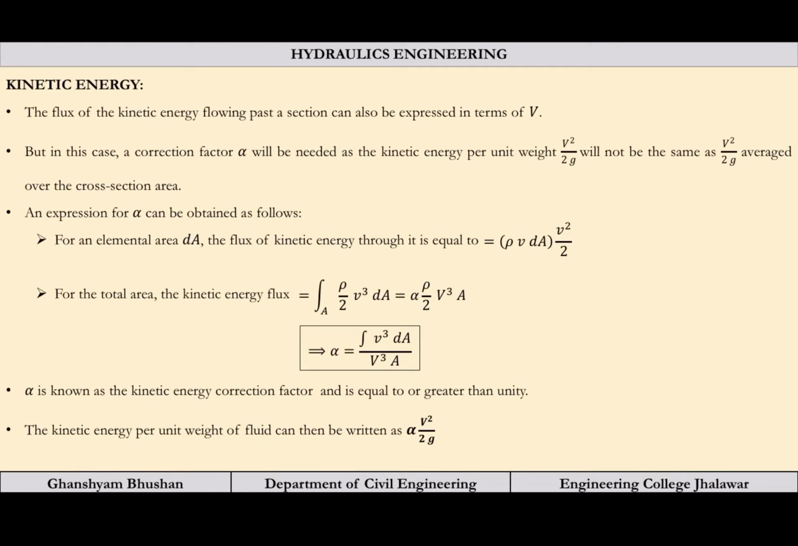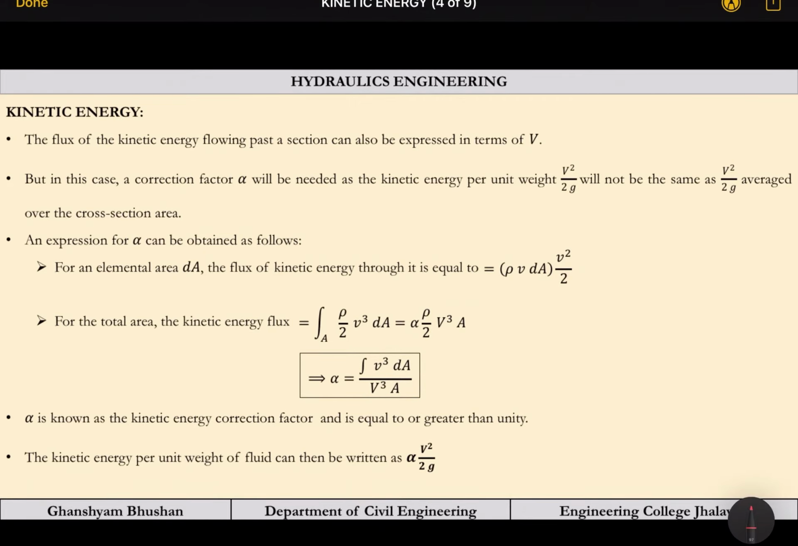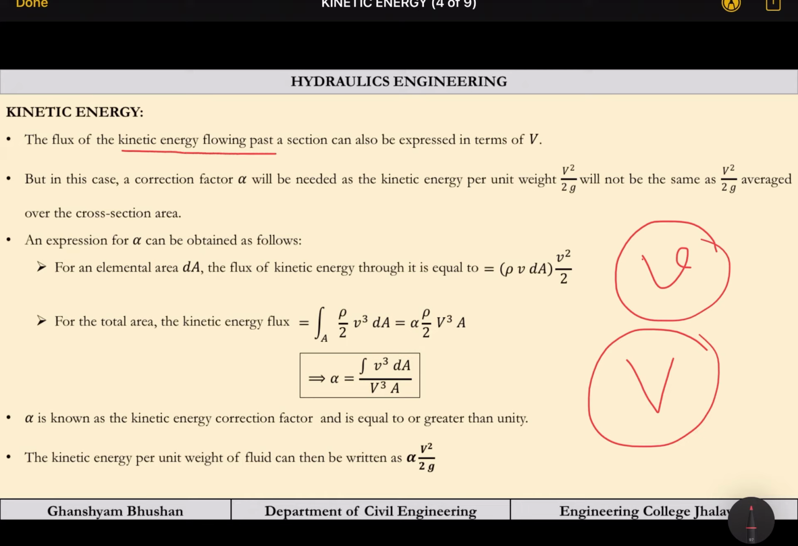So the flux of kinetic energy flowing past a section can also be expressed in terms of V. Actually, what will be the kinetic energy? It will be in terms of v, but we are dealing in terms of capital V, that is the mean velocity. So let us see how this will impact, or what are the factors coming into picture. The kinetic energy flowing past a section can also be expressed in terms of mean velocity, capital V.